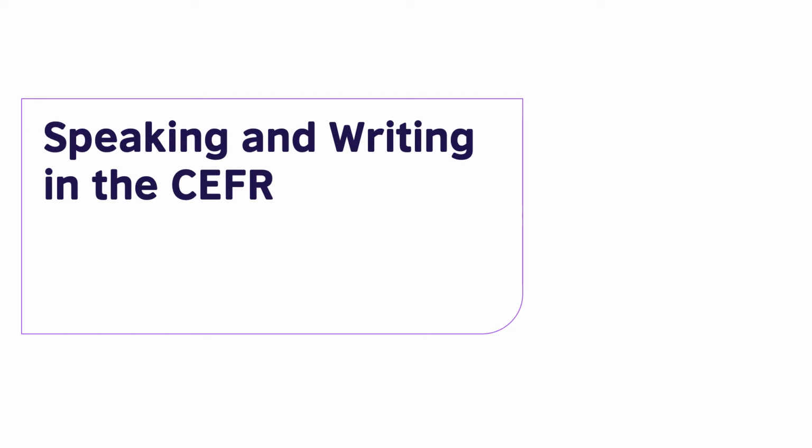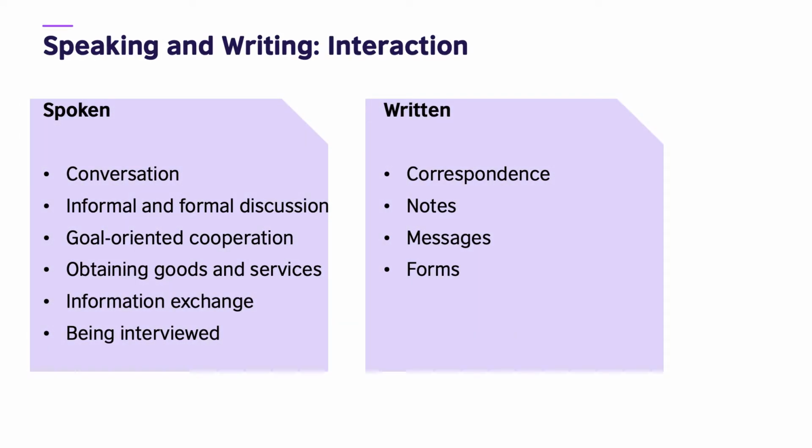In this part, we will look at speaking and writing as they are described in the CEFR. Speaking and writing in the CEFR are described within two different frameworks, interaction and production. On this slide, we will look at interaction. For speaking, this would include conversations and discussions where at least two speakers interact and cooperate with one another. For writing, this would include correspondence, for example letters and emails, as well as notes, messages, and forms.